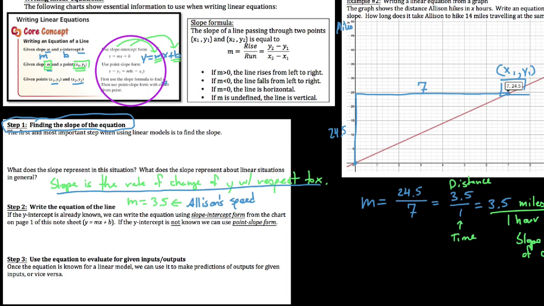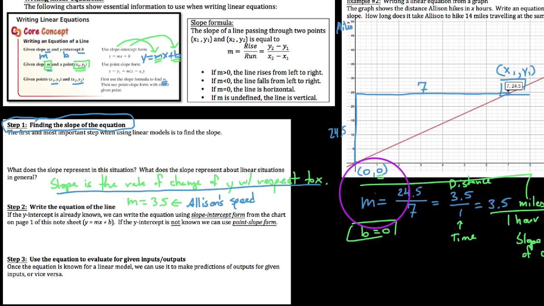So we can use this second formula here, but what I'm going to point out is if you already know the y-intercept, which we do, we know the y-intercept is this value here, 0. Let's just go ahead and say that we know the slope is 3.5, and we know that the b value is 0. We know both of these values. So in terms of writing the equation of the line, I say the y-intercept is already known, so we can write the equation using slope-intercept form from the chart on page 1 of this note sheet, this y equals mx plus b. So we say if the y-intercept is not known, we'll use point-slope form, basically reiterating what I just said. So we say in this case, we say our y equals mx plus b.